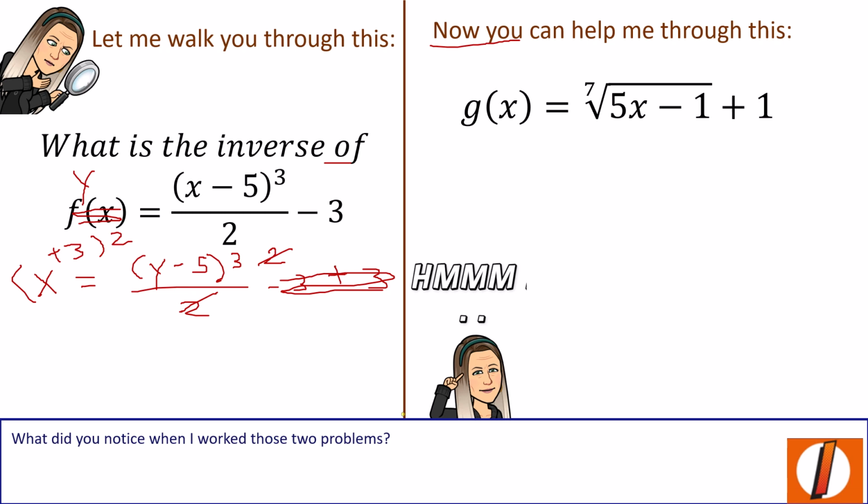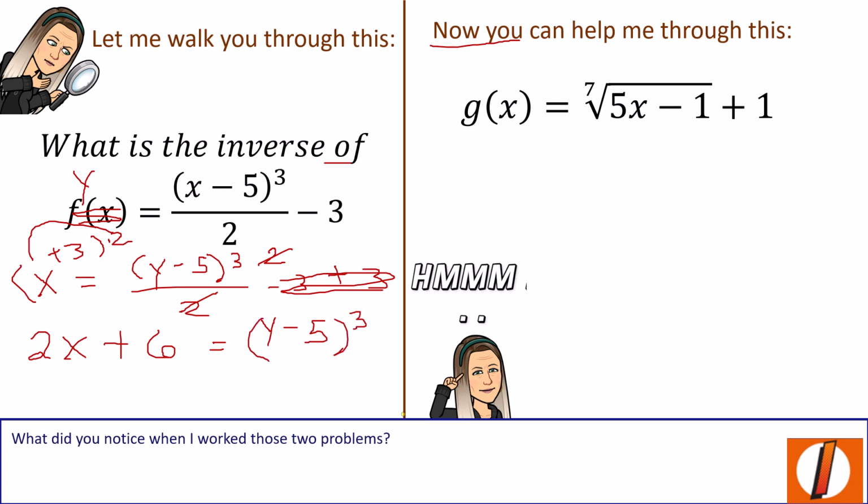All right, I'm going to multiply the left-hand side by 2. Let's go ahead and distribute that. 2 times x is 2x, and 3 times 2 is 6. So 2x plus 6 is equal to, on the right-hand side, we still have y minus 5 to the third power.